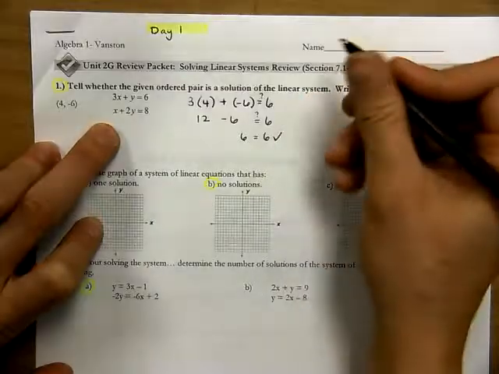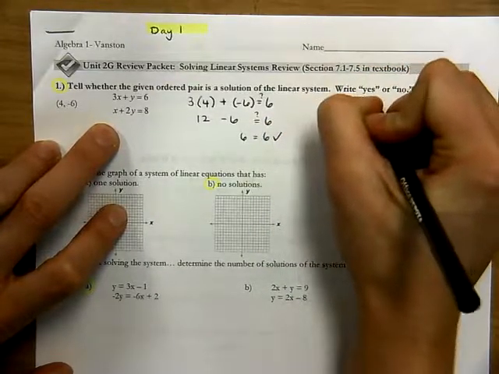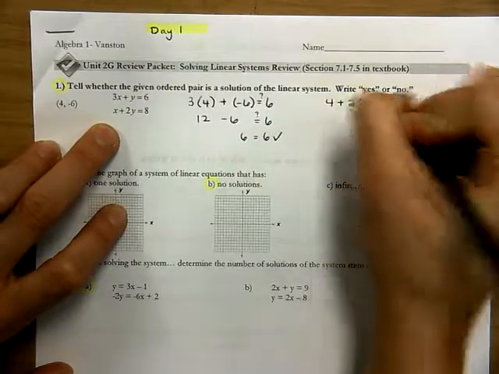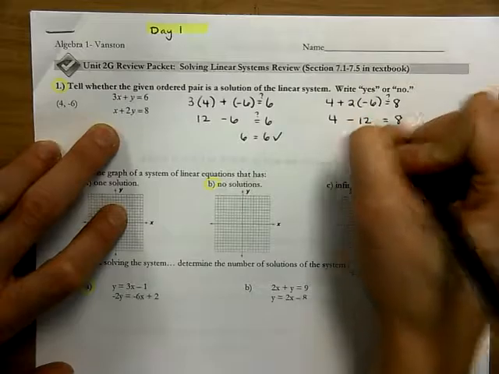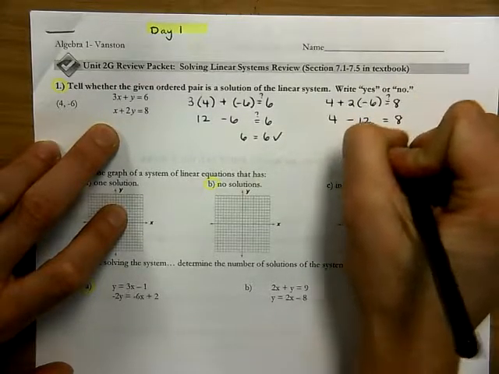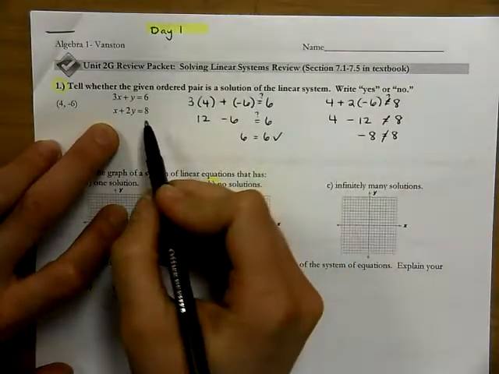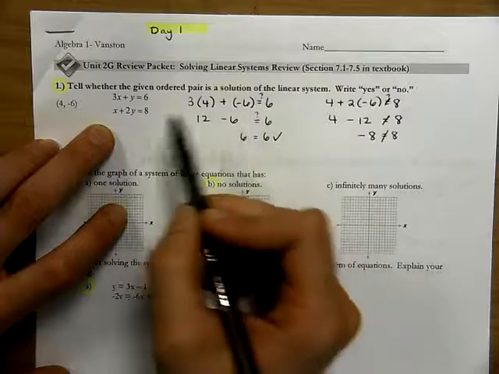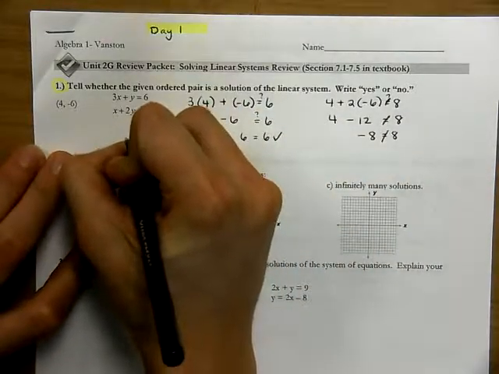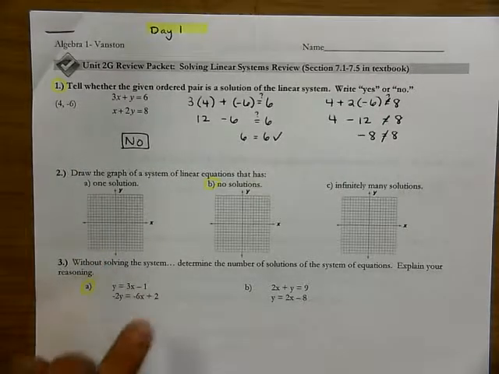That satisfies the first equation, but I also have to check the second equation. So 4 plus 2 times negative 6. I want to know, does that equal 8? Well, that's really 4 minus 12. So that would be a negative 8 equals 8. And that is not a true statement. So these are not equal. So it does not satisfy the second equation. And in order to be a solution of the system, it has to satisfy both. So this would be no. That point is not a solution to the system.